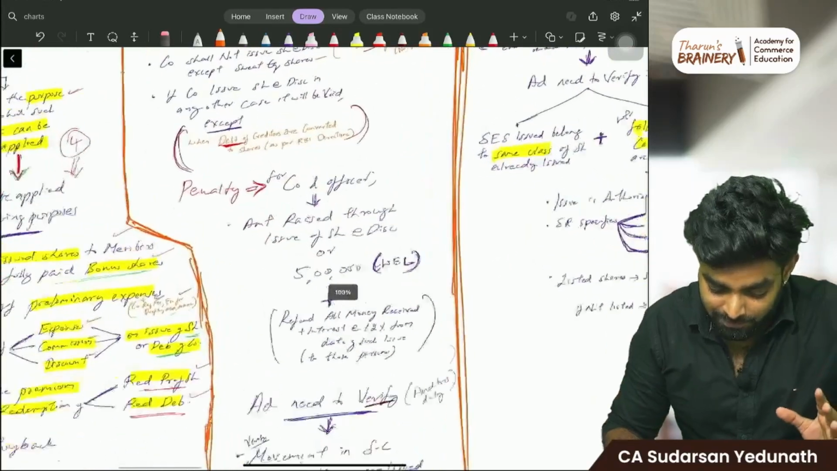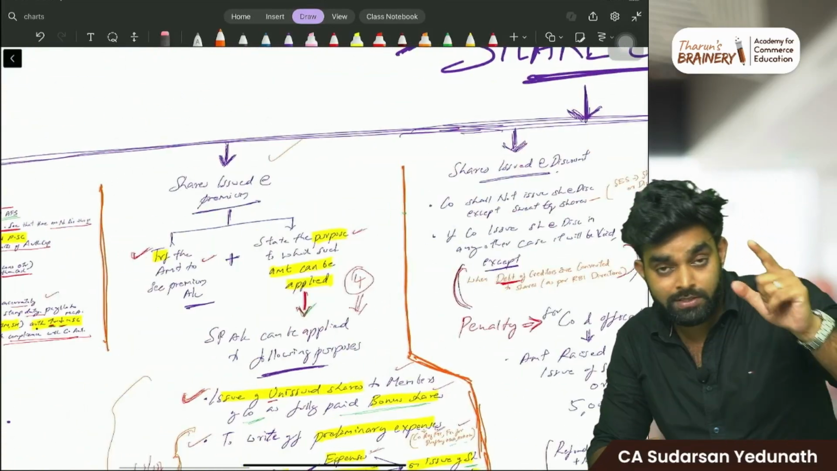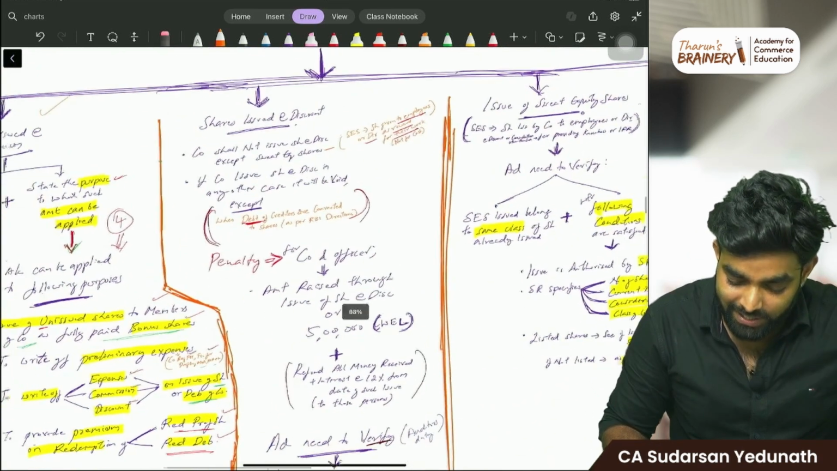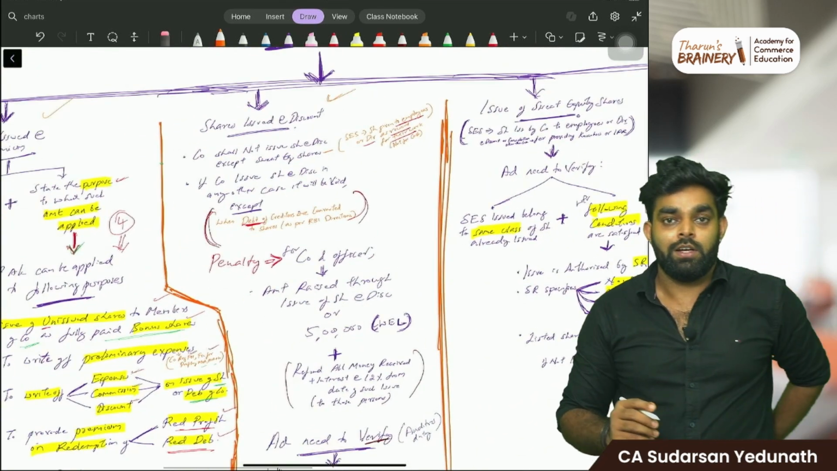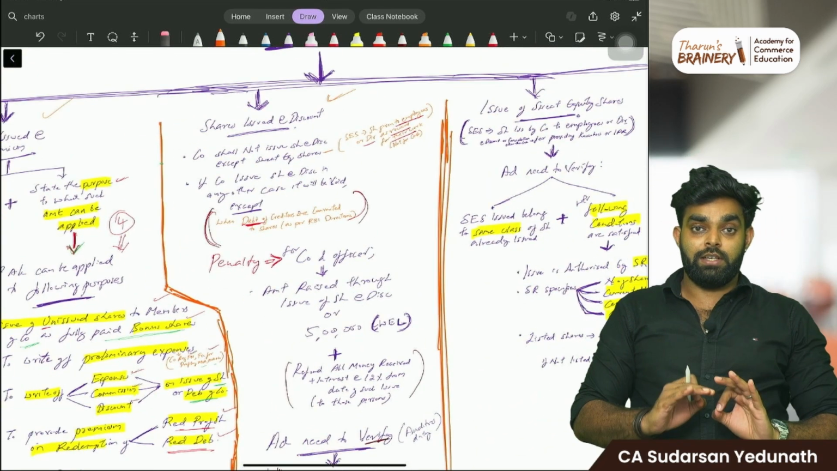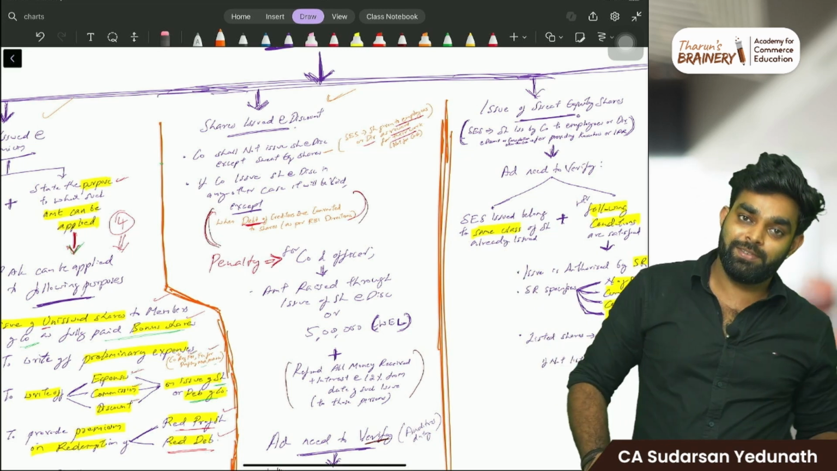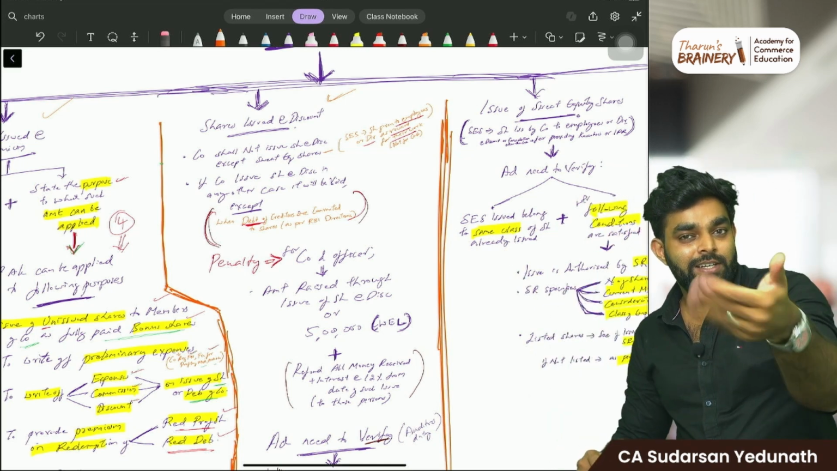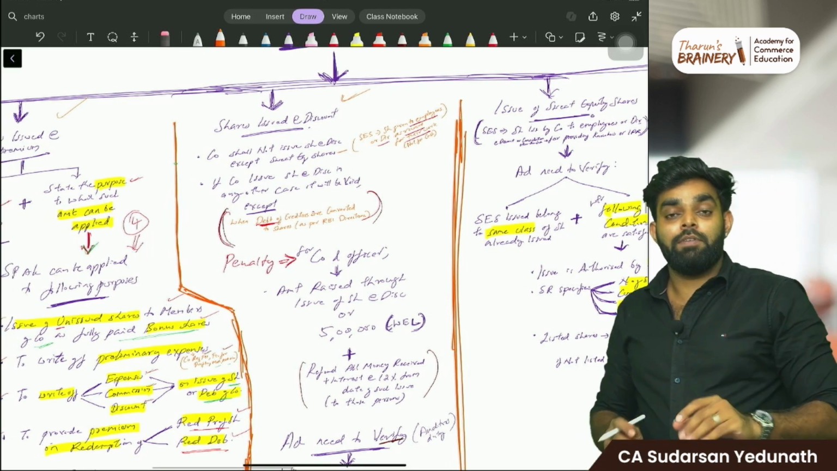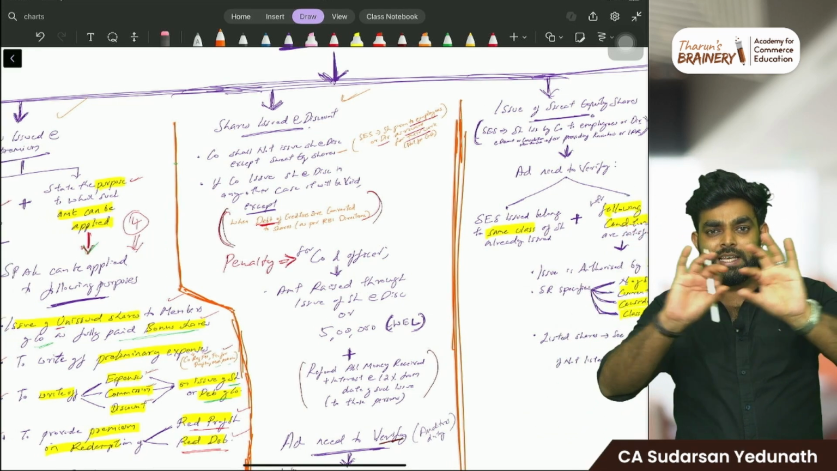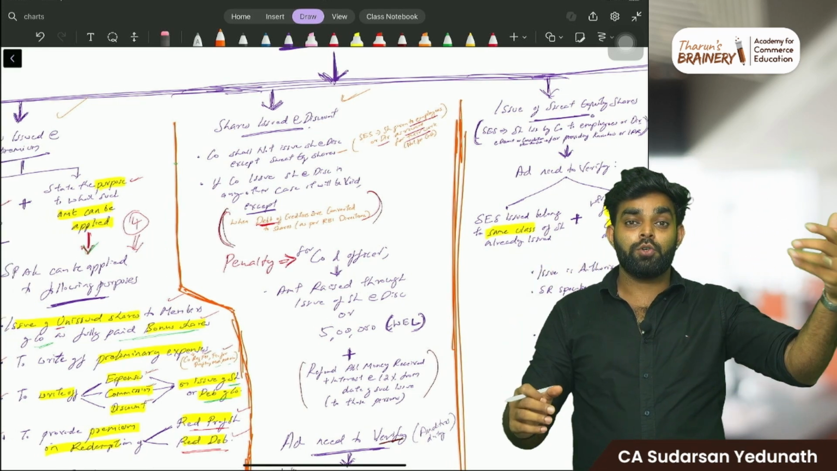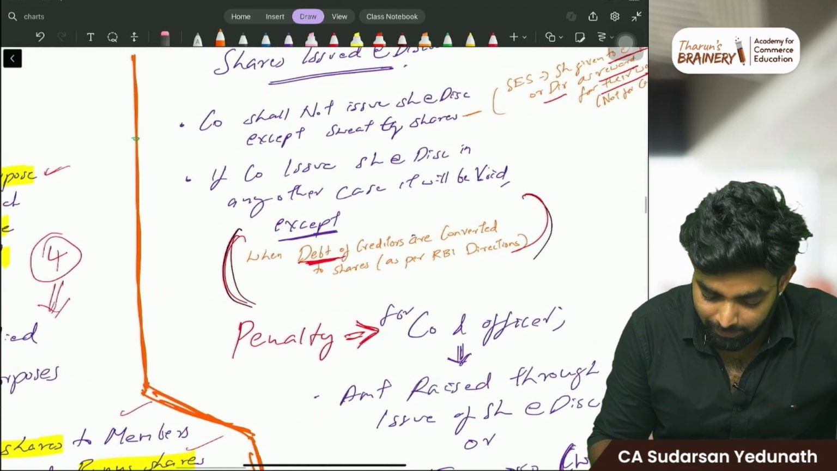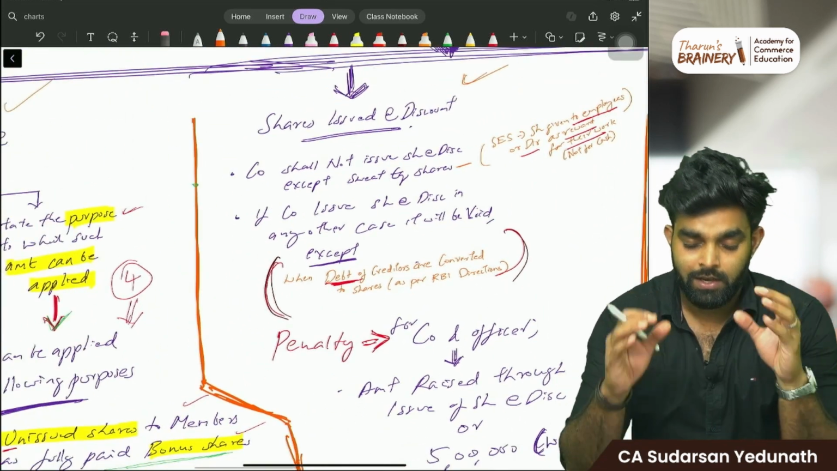Now take a pause and learn the past 2 points I have taught you. Next is shares issued at a discount. Shares issued at discount means a 10 rupee share issued for 8 rupees. So 2 rupees discount, right? That is what we call shares issued at discount. As an auditor, if you see this in a financial statement, how should you verify that? What should you do? First thing you have to do is understand this.